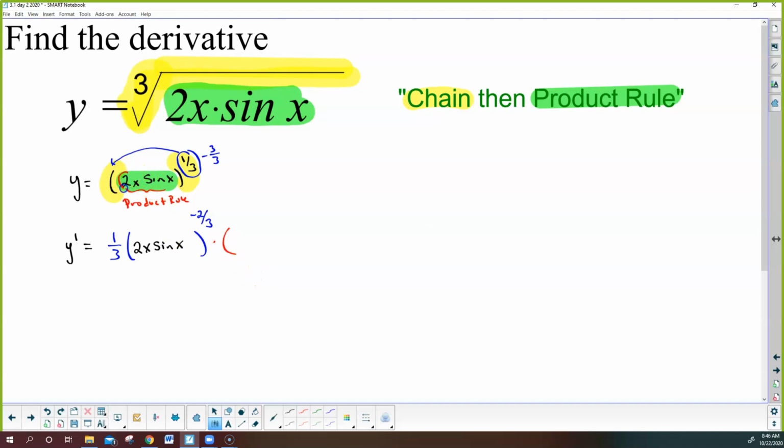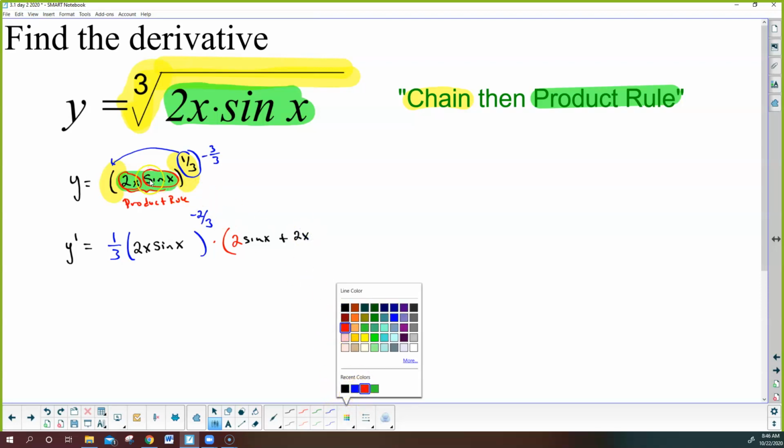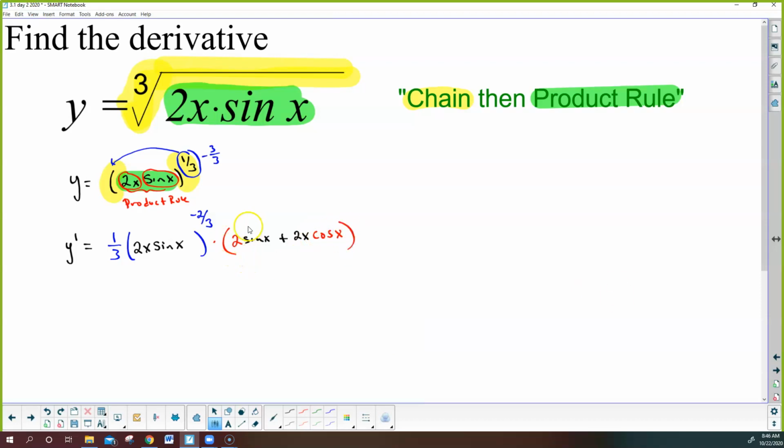Notice we've got two functions. I've got 2x, and I have sine x. So the derivative of the first, or excuse me, the derivative of 2x is 2. We're going to keep the original sine, and then we're going to add the original first part times the derivative of the second. And the derivative of sine is cosine. So here's the result of the product rule. The blue part is the result of the chain rule.